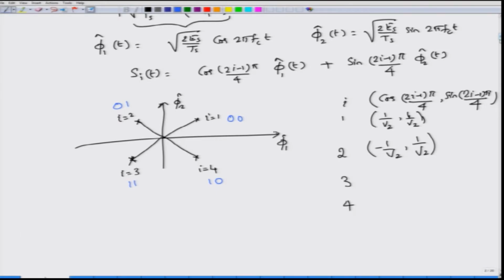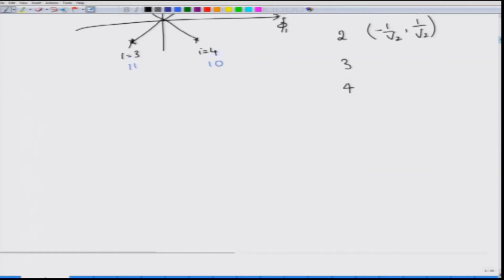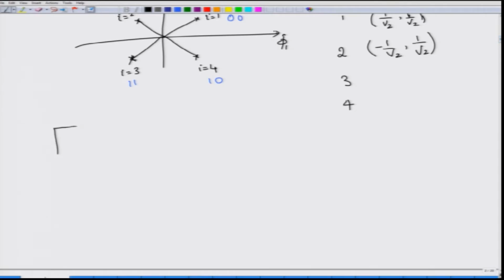You can realize this standard QPSK format using an optical transmitter in a very simple way. As usual, you have the laser diode and then you have the pulse shaper in the form of an MZM.